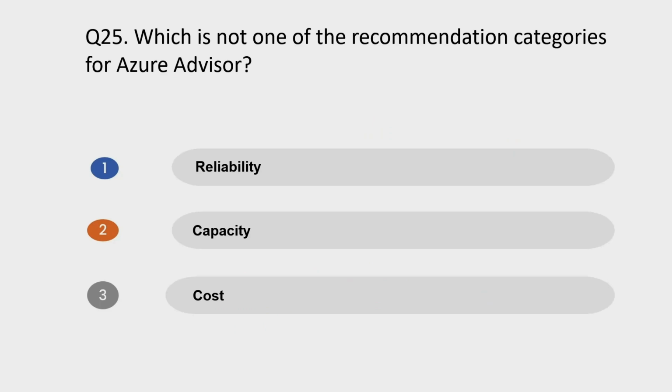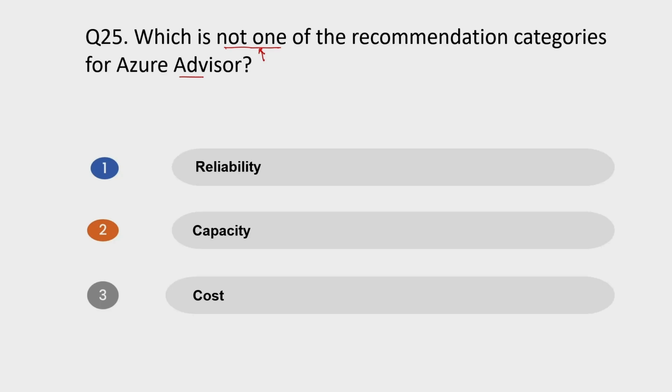Question number 25. Which is not one of the recommendation categories for Azure Advisor? So in this question, the keyword is not one of the recommendation categories. So here we need to emphasize on not one of the recommendation categories for Azure Advisor. So let us see the answers: reliability, capacity, cost.